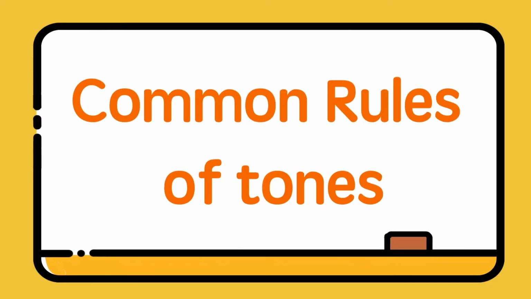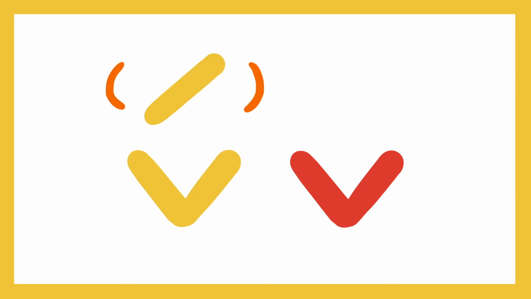Now, let's learn some common rules of tones. When a third tone is followed by another third tone, the first one should be pronounced as a second tone automatically, but the writing script should remain unchanged as the third tone mark.